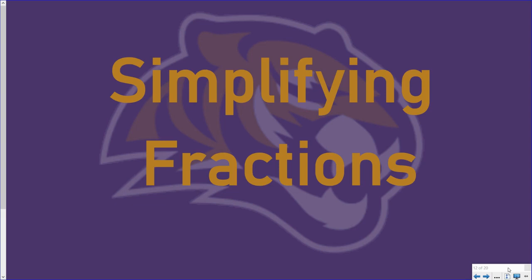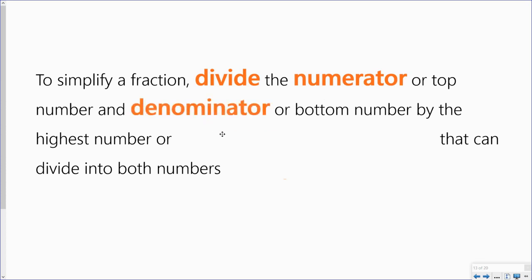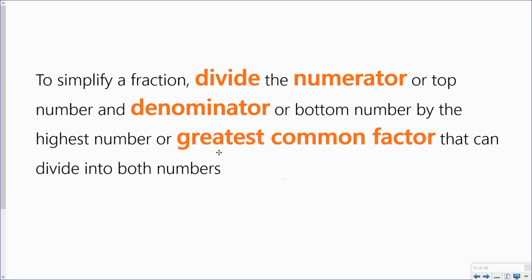In this video, we are going to take a look at simplifying fractions. To simplify a fraction, we're going to divide the numerator, which is the top number, and the denominator, which is the bottom number, by the highest number or greatest common factor that can divide into both of those numbers evenly.